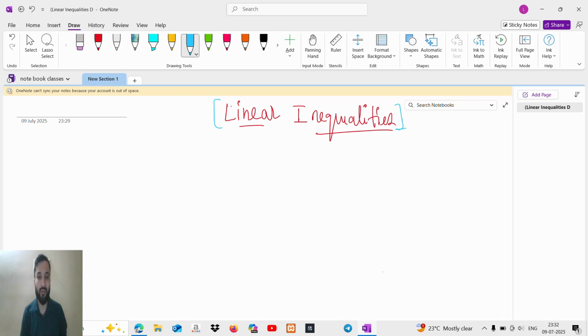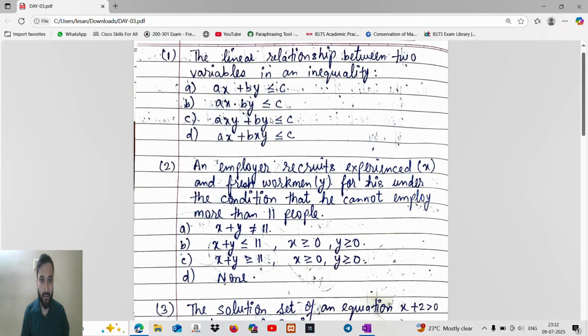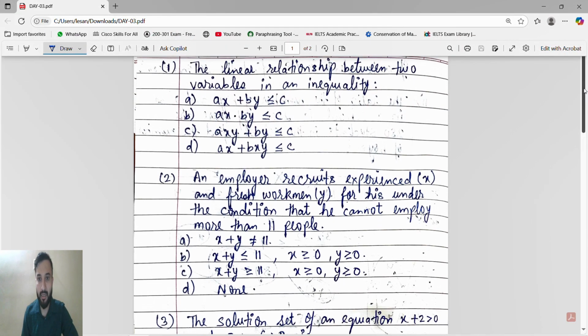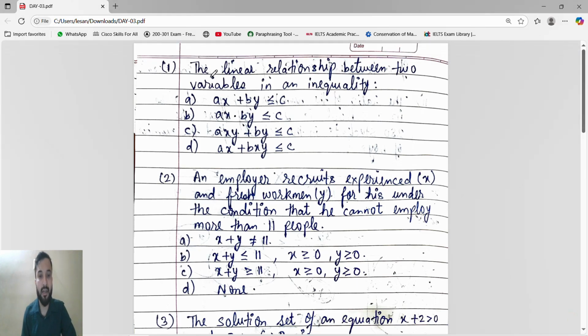So today we are going to solve 7 questions of the chapter linear inequalities. So we'll move on to the questions. Question number 1 is on linear inequalities. Question number 1 asks about the linear relationship between two variables in an inequality.